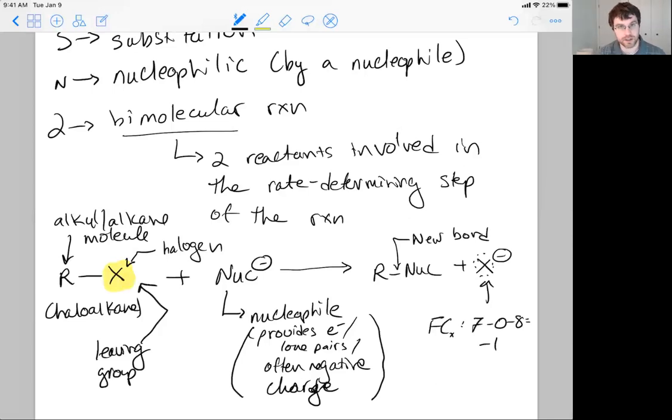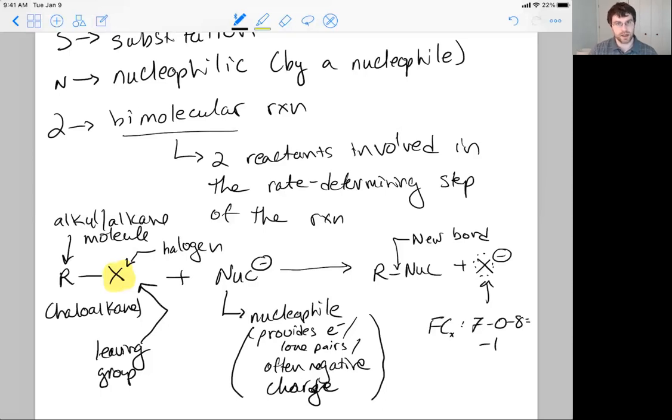So X, our halogen, is a leaving group. We said last time that it's kind of pushed off or swapped off, or just kind of falls off. Either way, in all the chemistry we're going to be talking about related to haloalkanes, the X sort of falls off.